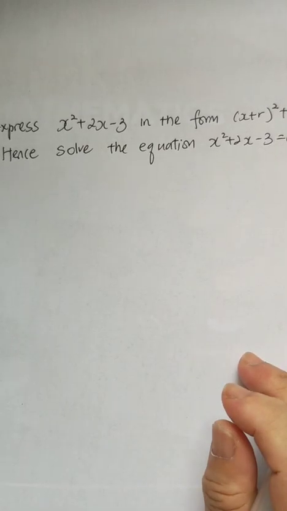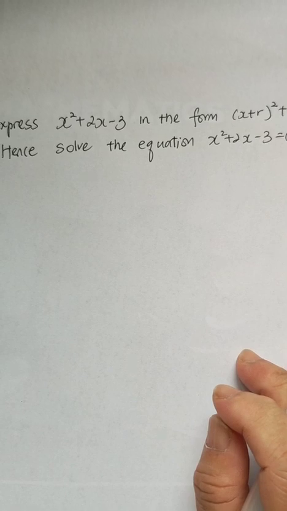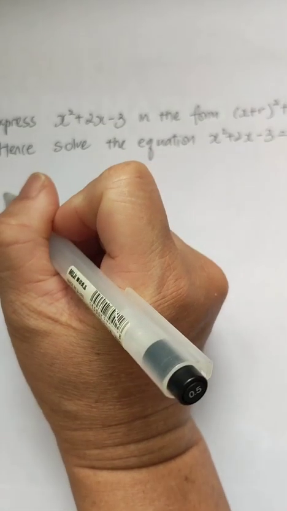Right, in today's video, we're going to factorize x squared plus 2x minus 3 using the completing the square concept. Alright, let's start by doing it.